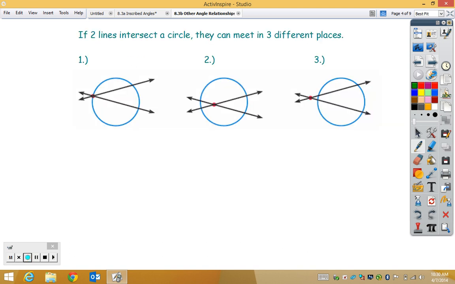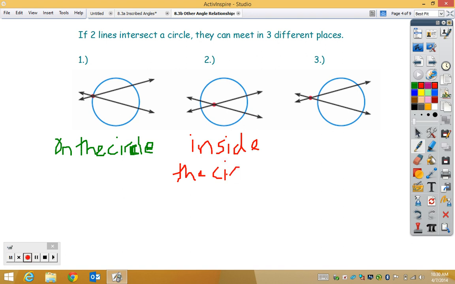Okay. And if two lines intersect a circle, they can meet in 3 different places. The first one, as we see here, is on the circle. Second one, inside the circle. And the third place that they can intersect is outside the circle.